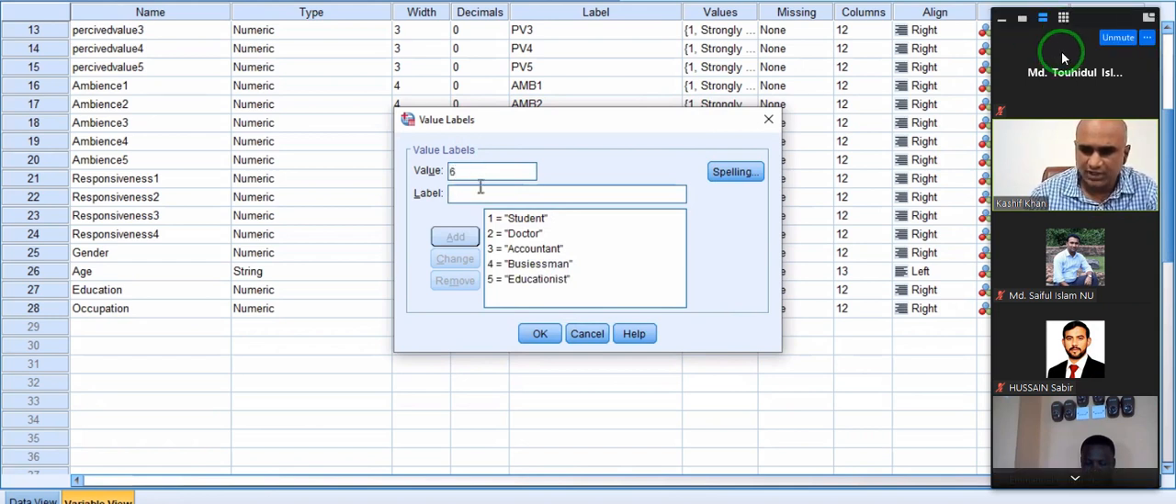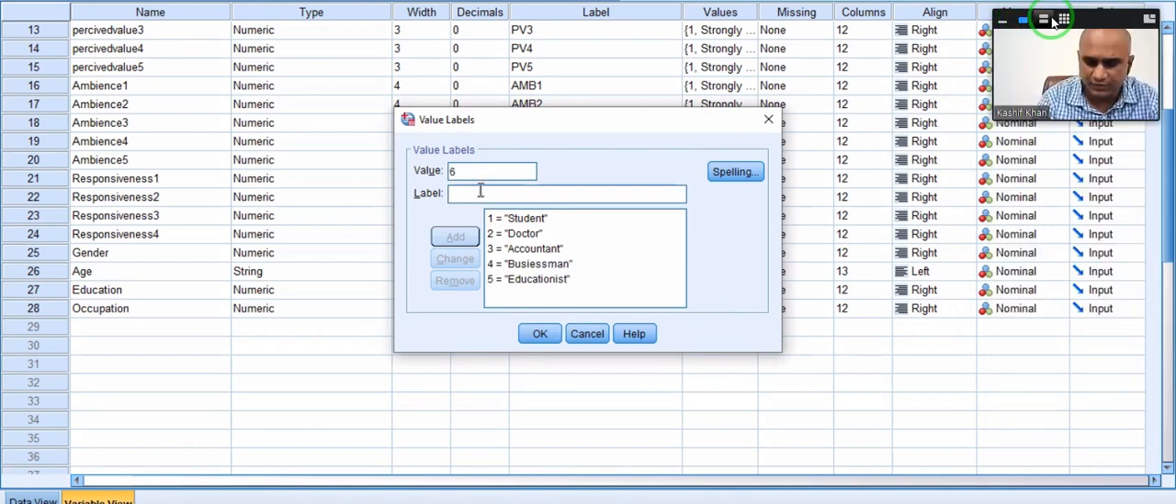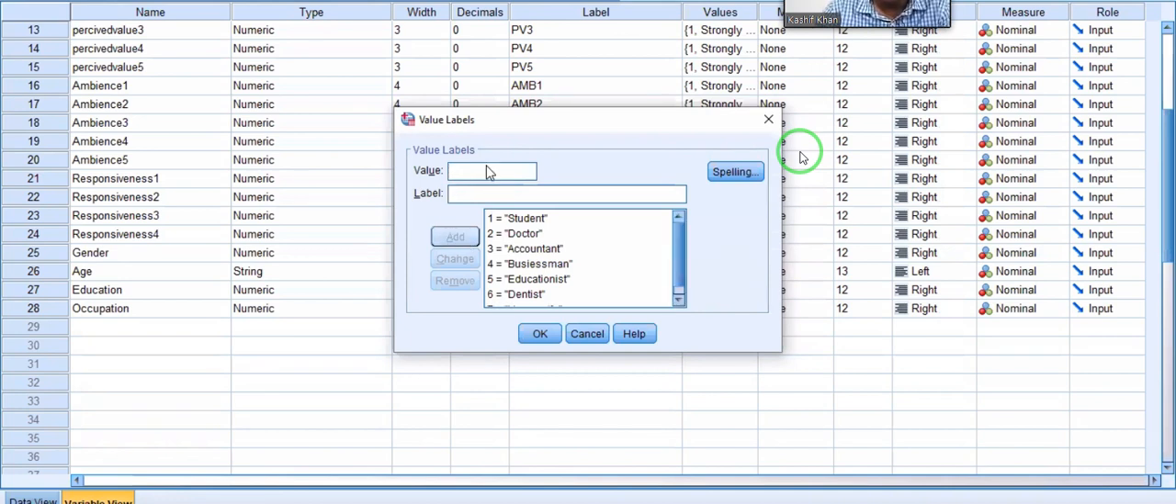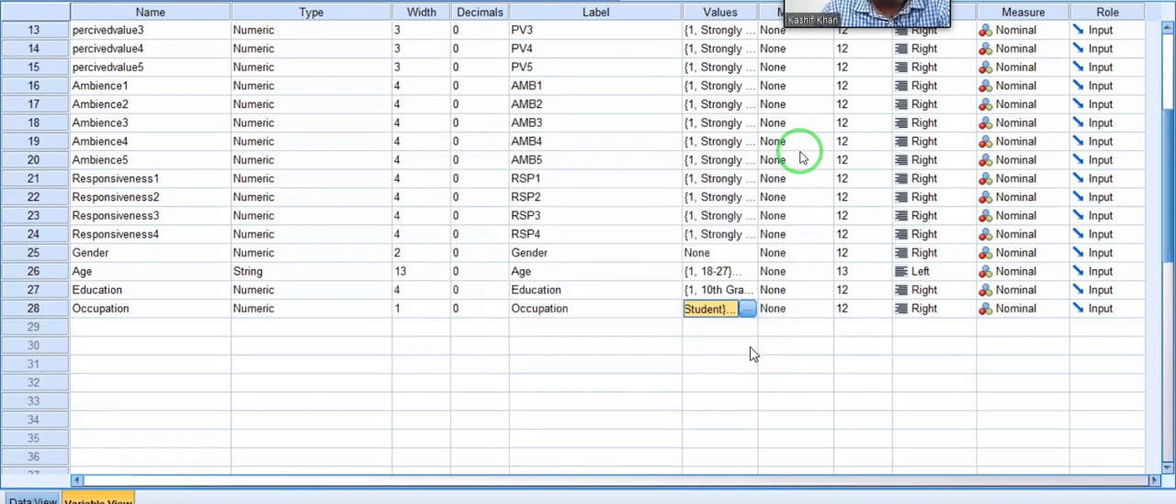Number 6 is, let's say, for dentist. Now, dentists usually, even though they're doctors, like to call themselves dentist, not doctor. Okay, 7. Housewife, let's say housewife. Number 8, let's say, is retired. Somebody's retired. Okay, so we are done.